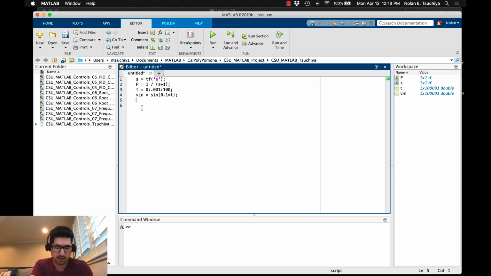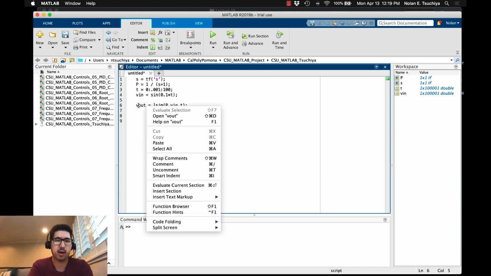One function in MATLAB is called the LSIM function, which is really useful. We could define Vout is equal to LSIM, which I think stands for linear simulation, and then you have to give it the transfer function you want to apply the input to. You need to give it the input, and you also need to give it how long you want it to run for. So what this line of code is doing is passing this input, Vin, through this system for this amount of time. That's all this line of code is doing.